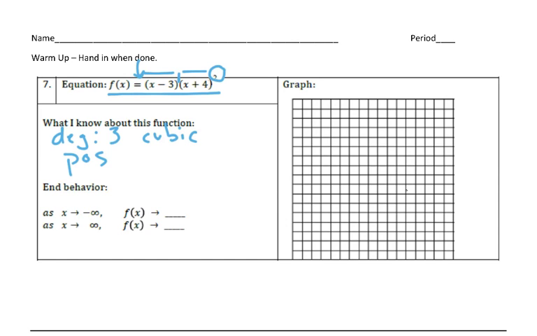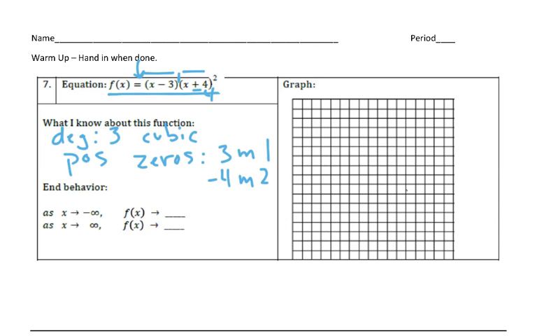Okay. Now, we also know it's got 3 zeros, but we only see 2 of them. So our zeros would be positive 3 with a multiplicity of 1 and negative 4. Remember, we do the opposite, with a multiplicity of 2.